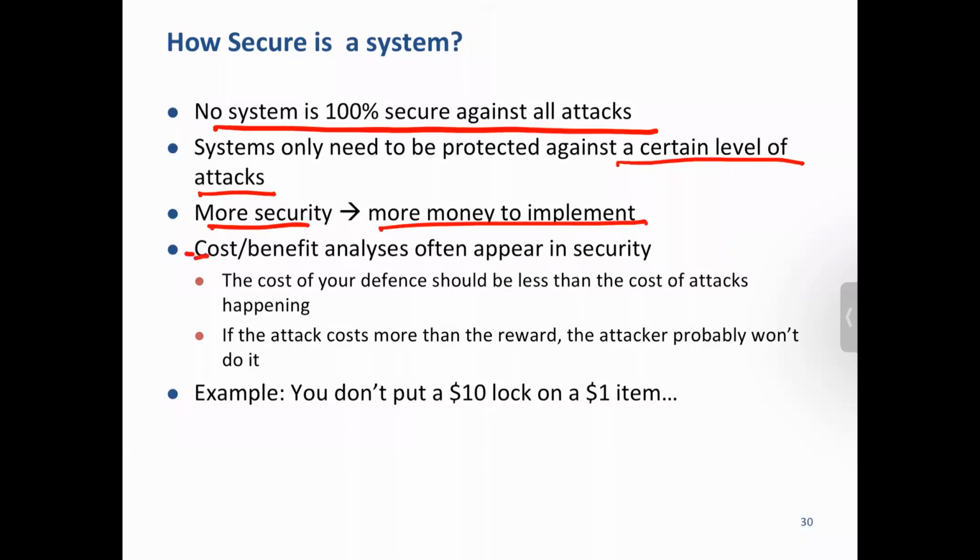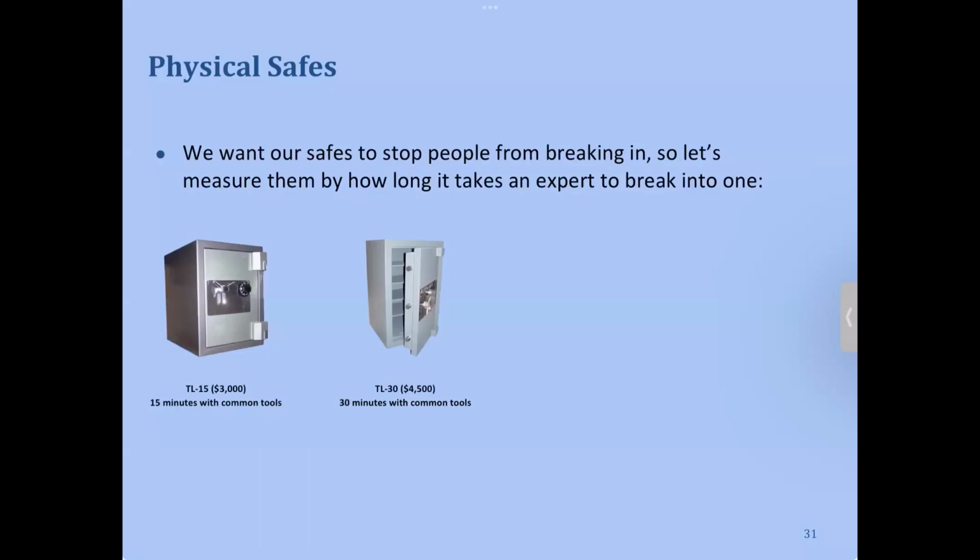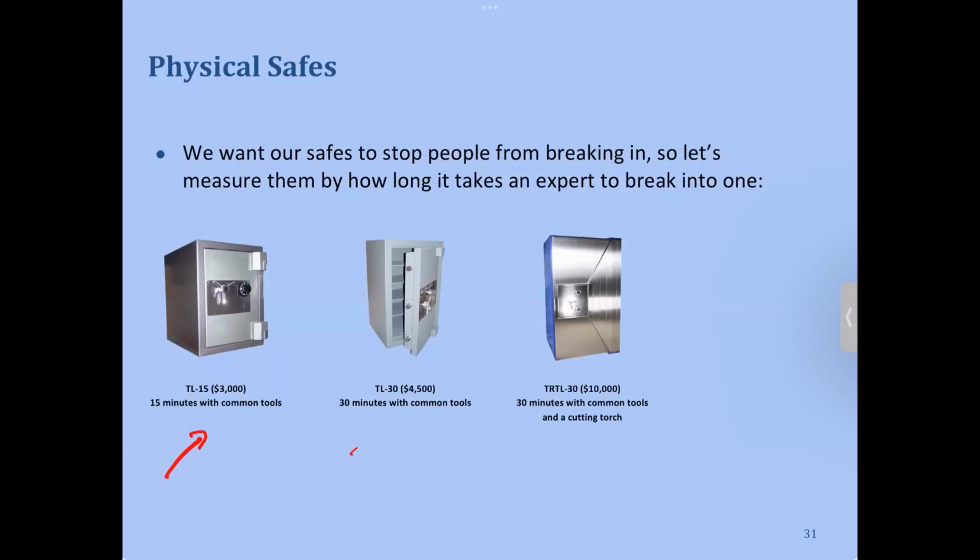If, for example, your hostel room has something that has a value of just $1, in order to protect that, you can't have a $10 lock. These are the examples. Please go through them when you have time. There are lockers of various kinds, called TL15, TL30, and so on, and the cost varies from 3,000 to 10,000. These are the kind of safe locks, whatever you call them.